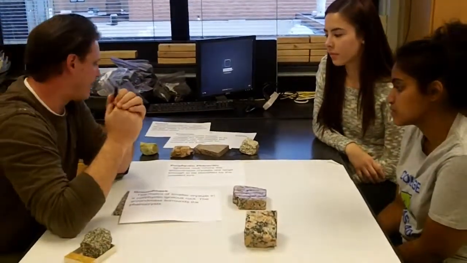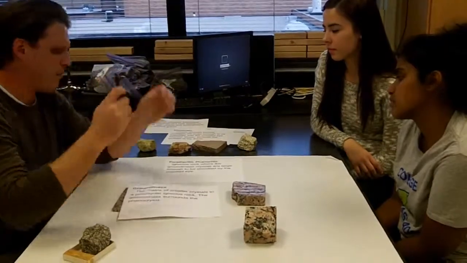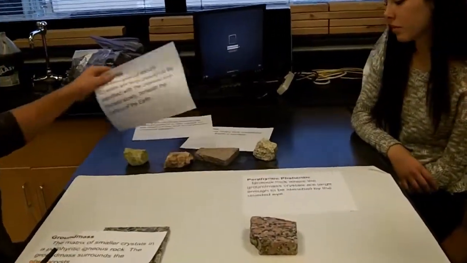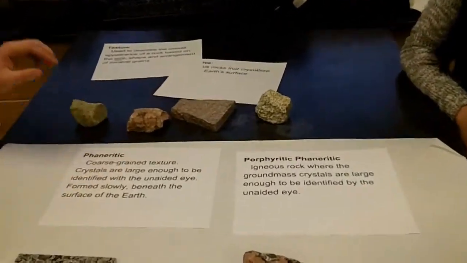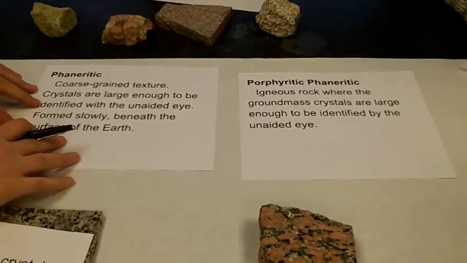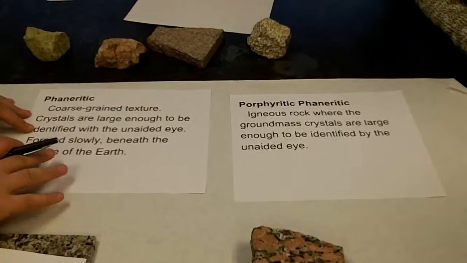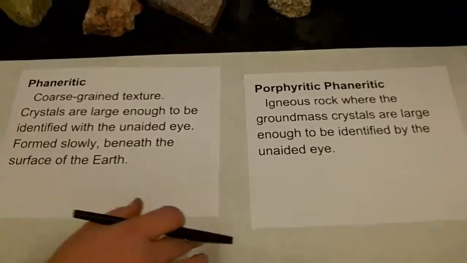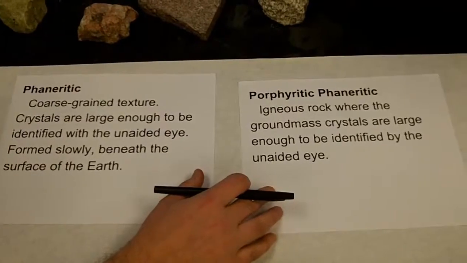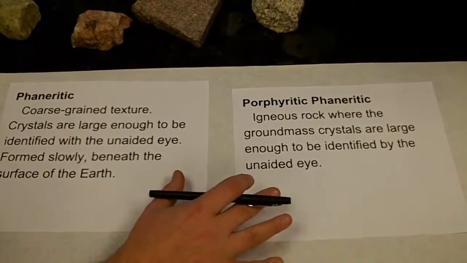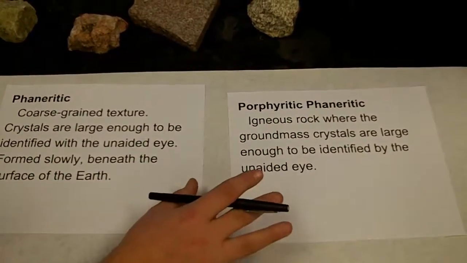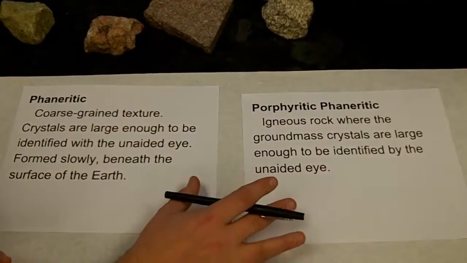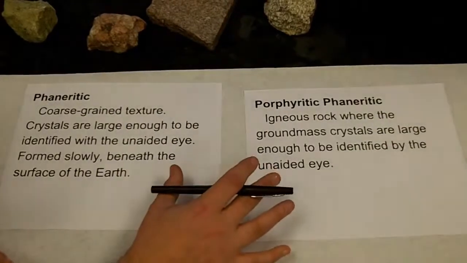All right, so now we have a couple of examples here. And remember, we're looking at phaneritic, or porphyritic phaneritic, keeping in mind that these are all large enough to be identified with the unaided eye, but they're all basically the same size. And then we have this one, which is porphyritic phaneritic. Porphyritic is two crystal sizes. Everything's still able to be identified with the unaided eye, but one's a little bit larger.